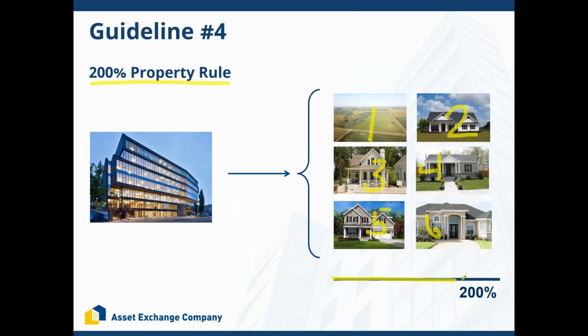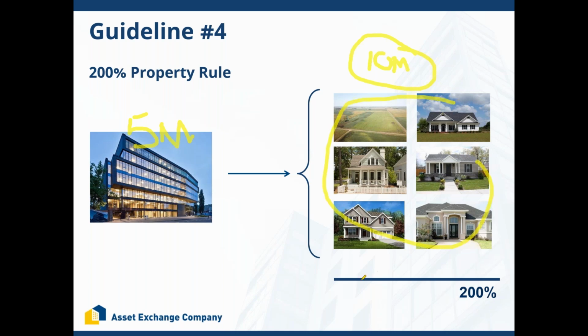However, there is a limit on the value. So the value of all the properties that I've identified, all 6 of them in my example, cannot exceed 200% of what I sold. So if I sold this property for $5 million, I have a limit on what I can identify, and that limit cannot exceed $10 million worth of real estate. Now, that could be 6 properties, it could be 10 properties, it could be 20 properties. But the value of all these properties cannot exceed 200% of what you sold.